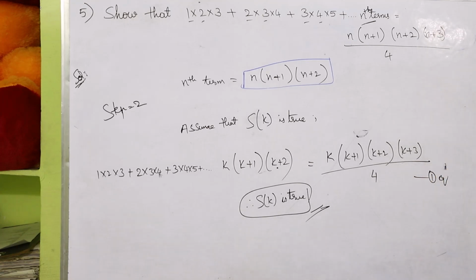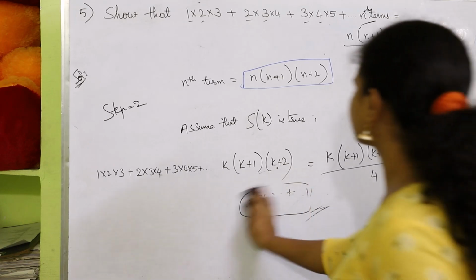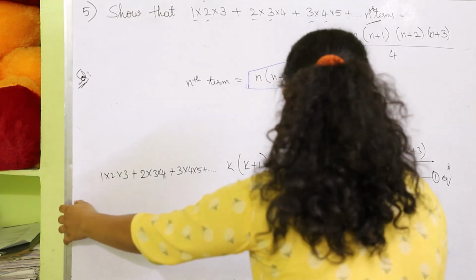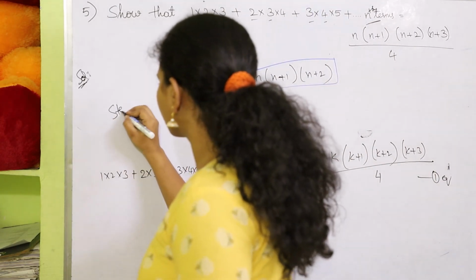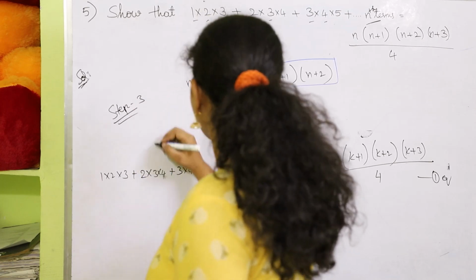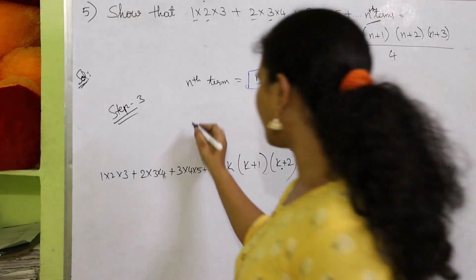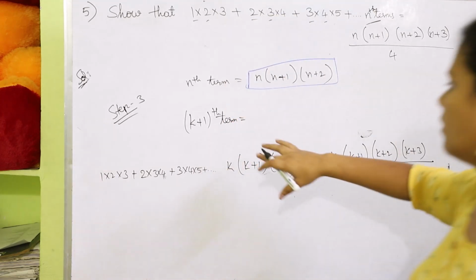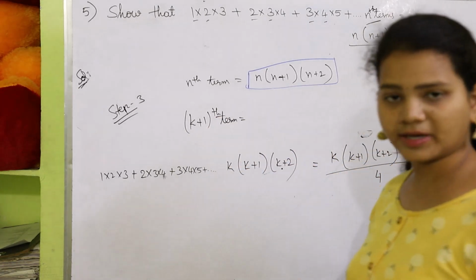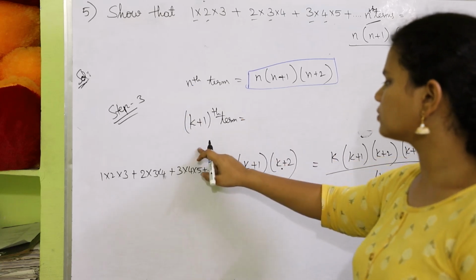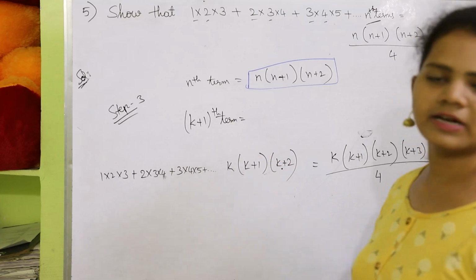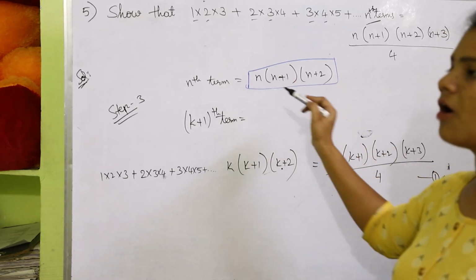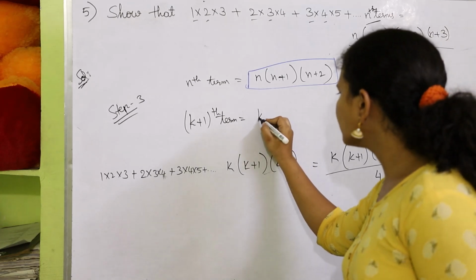The third step talks about the k plus 1th term. Instead of the nth term, we take the k plus 1th term. This is nothing but the nth term, where instead of n I have substituted k plus 1. So the k plus 1th term is equal to the same value written as it is, where instead of n you place k plus 1.